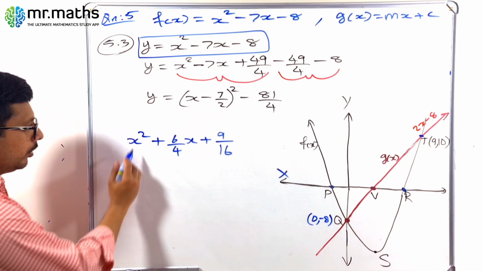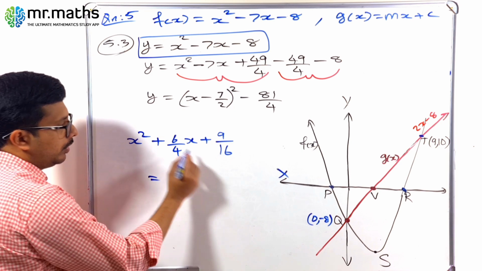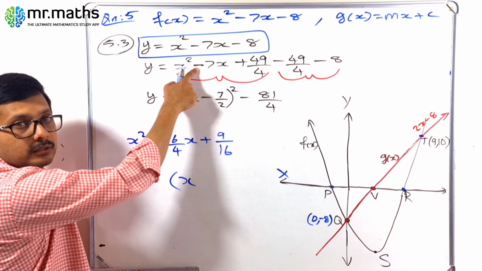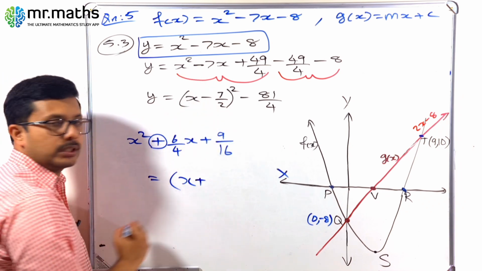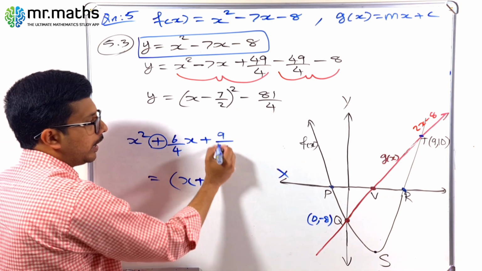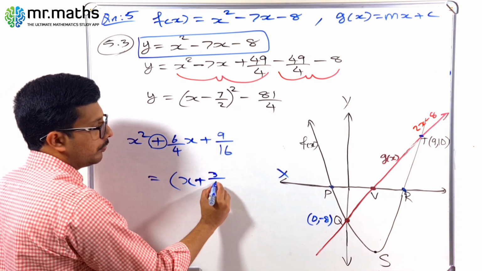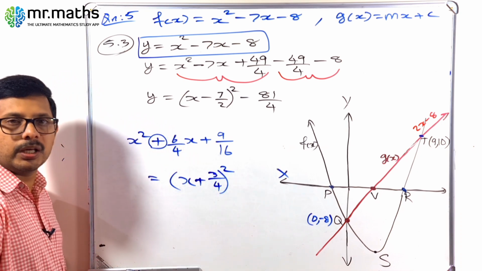What you have to do is check the symbol. Here it is x squared, and you have to check this symbol. Here it was minus, that is why here I wrote minus. Here it is plus, so I am supposed to write plus. Then 9 over 16 is, what is that one? 3 over 4, then the whole squared. You can write it like that.